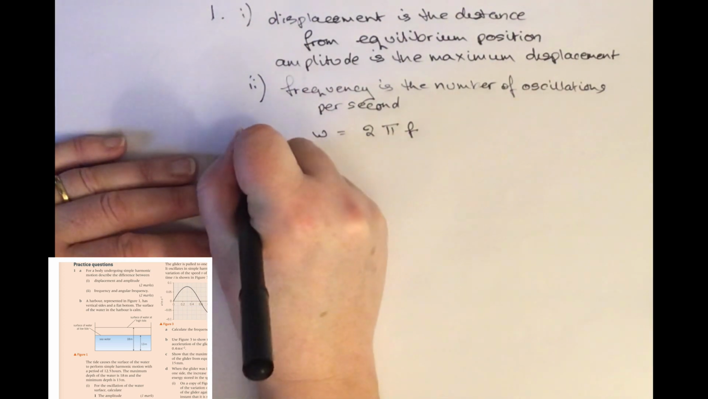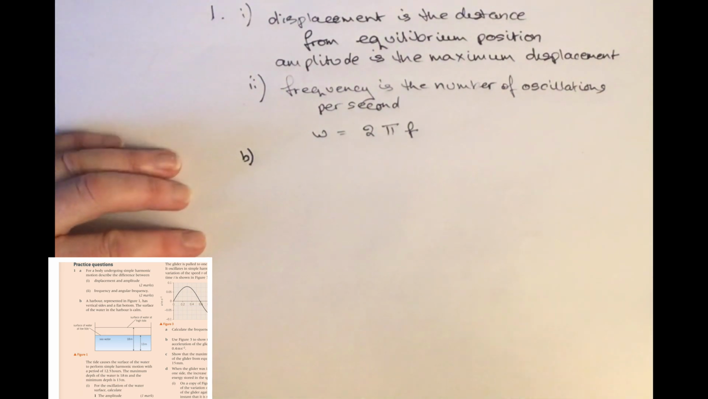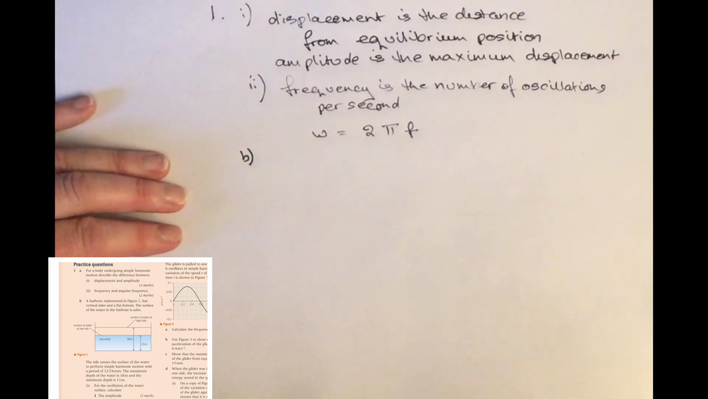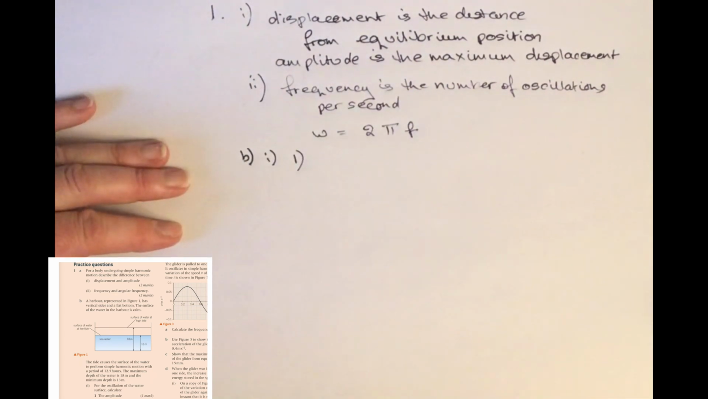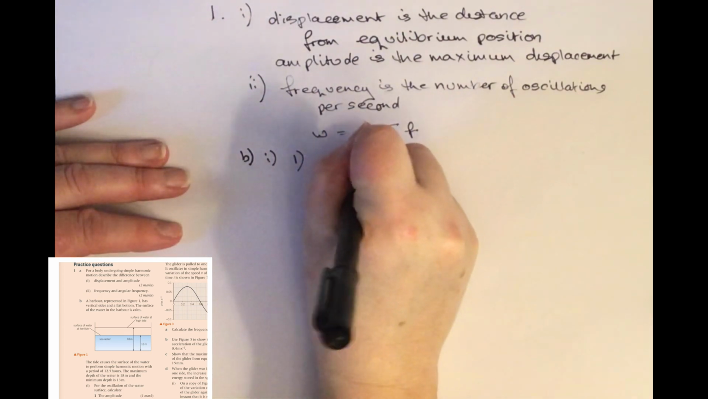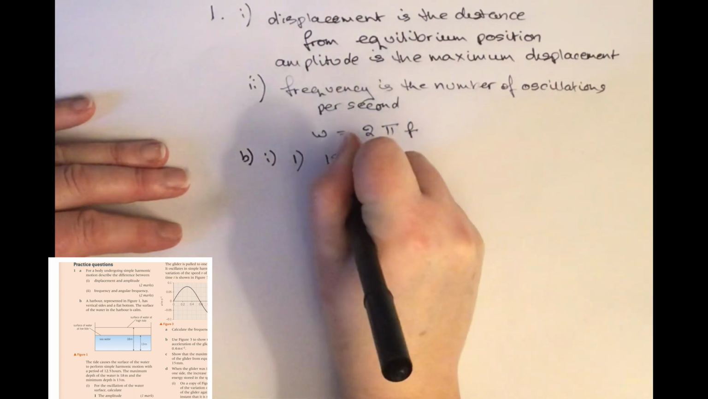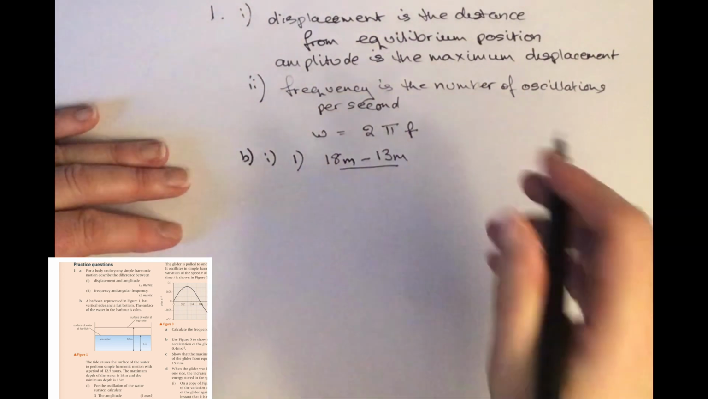So part B goes on to ask about this harbour and the oscillations of the water caused by the tide. And it gives you some numbers. It gives you the time period, and it gives you the maximum and minimum depth of the water. And the first part that it asks you is to work out the amplitude. Well, the maximum height of the water is 18 metres and the minimum is 13 metres. But that's the whole difference between the lowest level and the highest level.